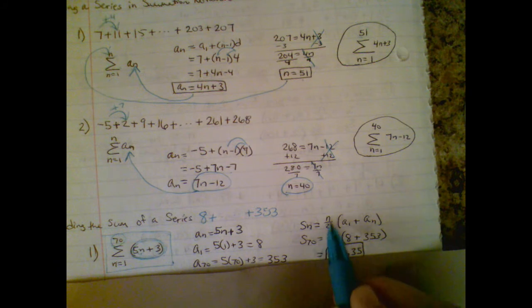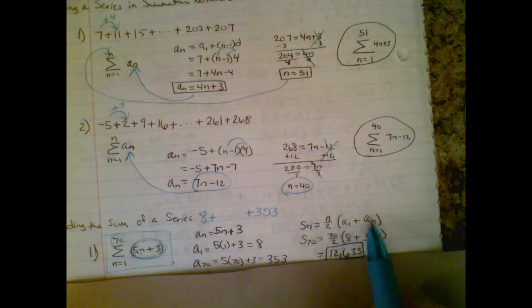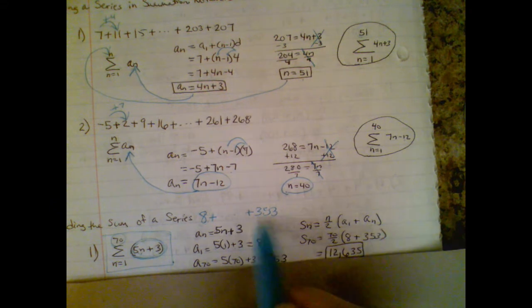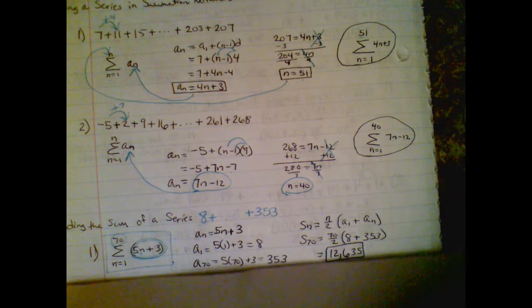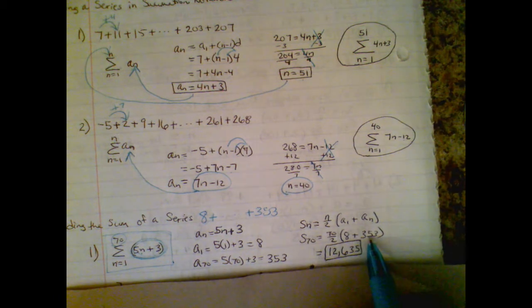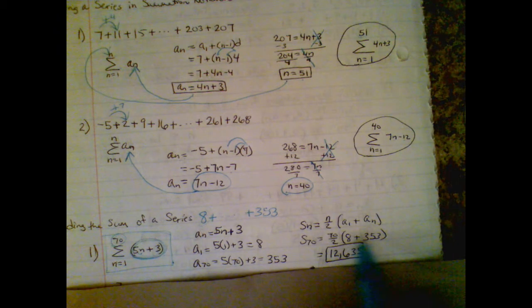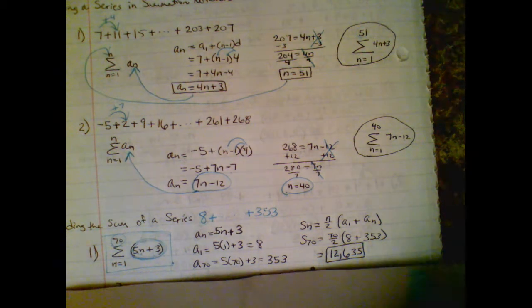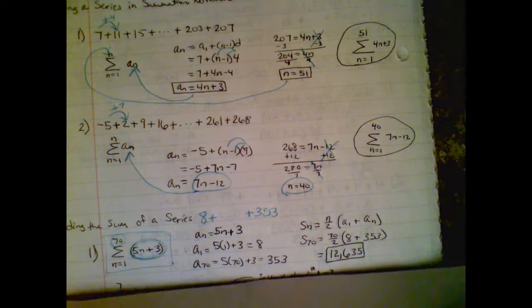And then 70 divided by 2, I'm going to get 35. My a sub 1, my first term, was 8, so I can plug that in. My a sub 70, my 70th term, is 353, so I can substitute that in. And then I want to go through and simplify. Make sure we use our parentheses first, add those together, and then divide these. We get 35, and take 35 times this number, and we get 12,635 for our final answer if we would add all those numbers in between.